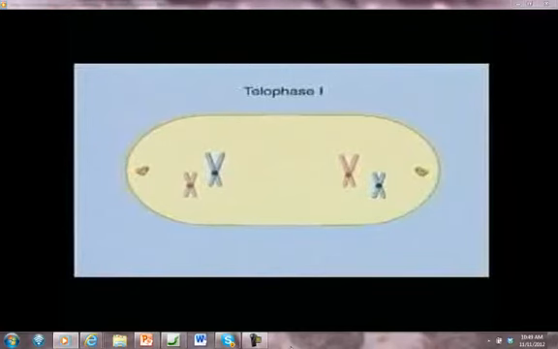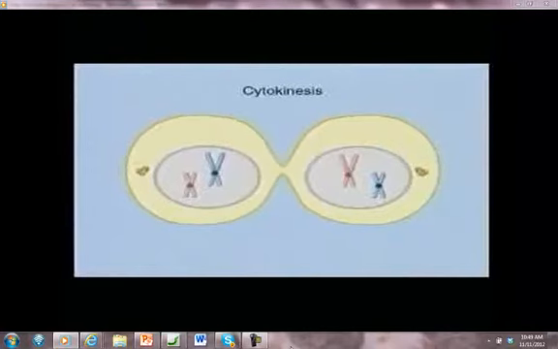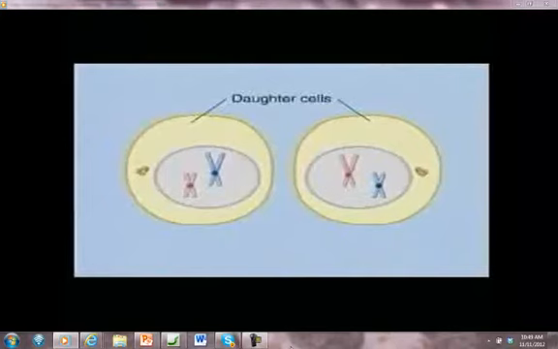In some cells, the nuclear envelope forms around the chromosome sets. Cytokinesis begins when the cell membrane starts to pinch the cell's cytoplasm in half. 2 new daughter cells are formed. Each daughter cell is haploid. Each has half the chromosomes from the parent cell.